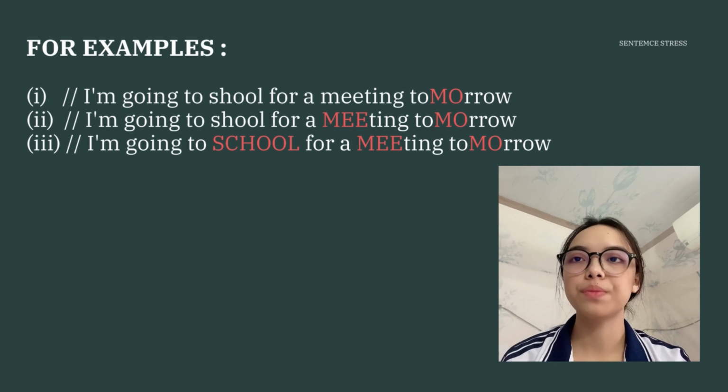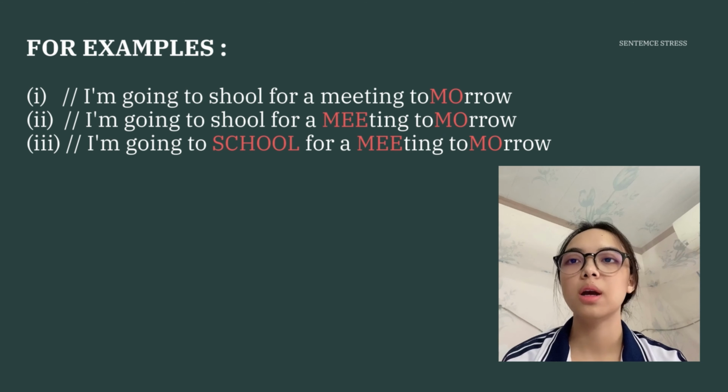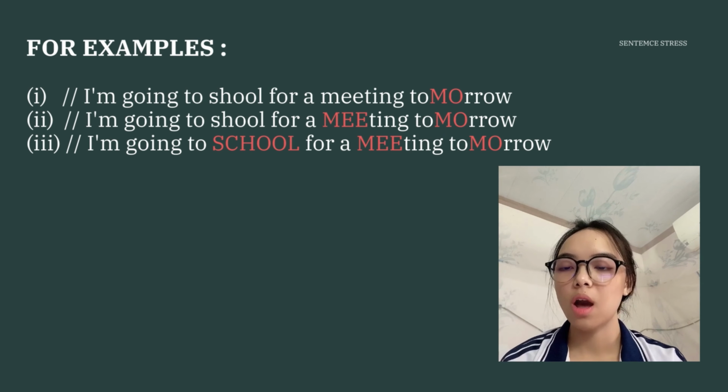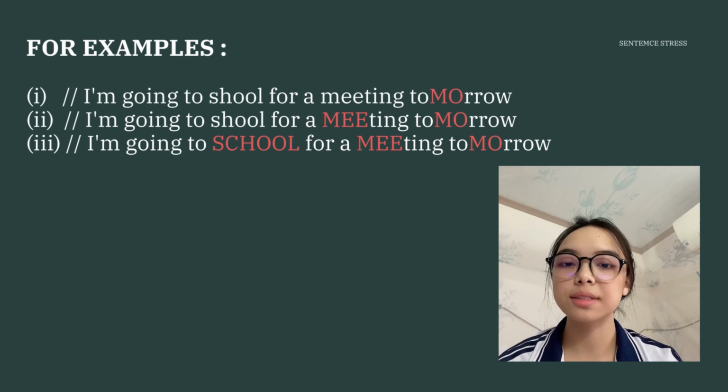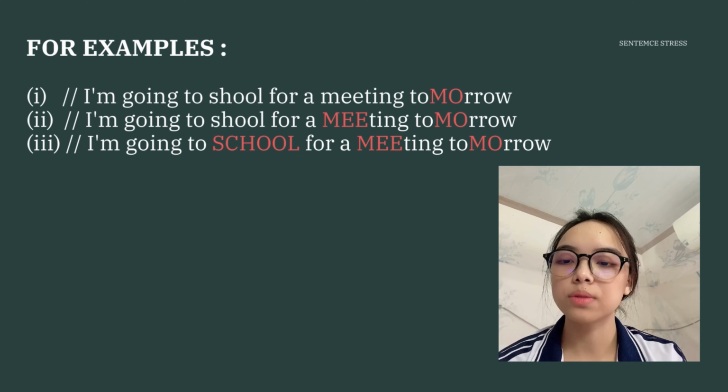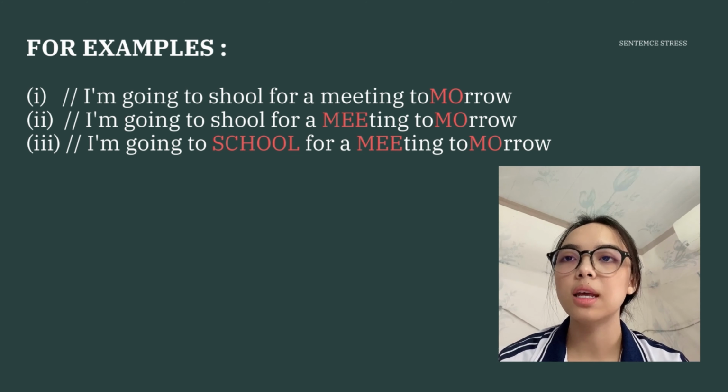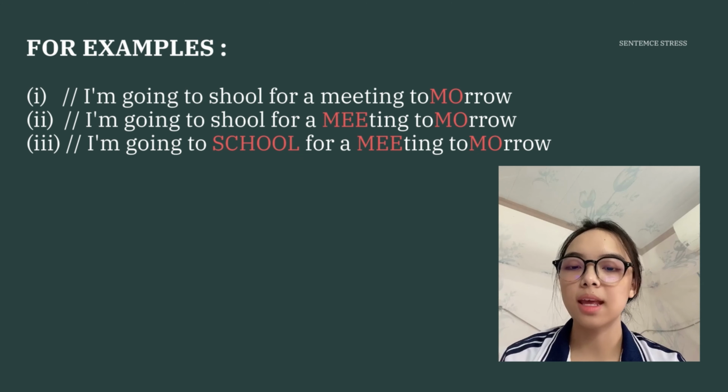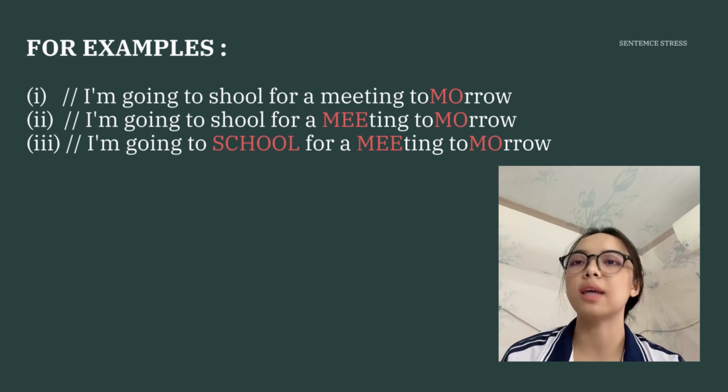For example, I'm going to school for a meeting tomorrow. I'm going to school for a meeting tomorrow. Or I'm going to school for a meeting tomorrow. Obviously, the utterance, I'm going to school for a meeting tomorrow, can be said with one pause, one tone unit in the first sentence, as in two pauses, two tone units in the second sentence, and three pauses, three tone units as in the third sentence.